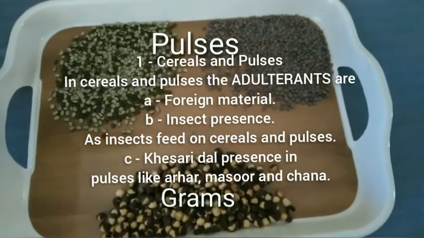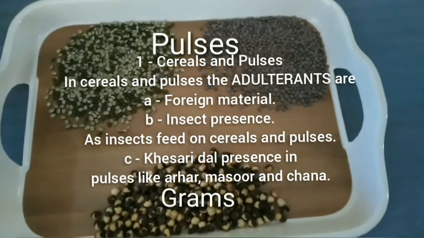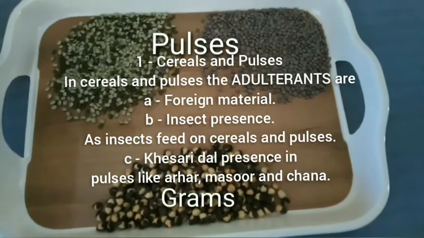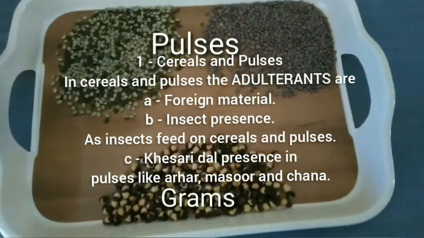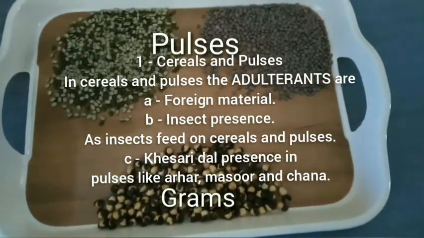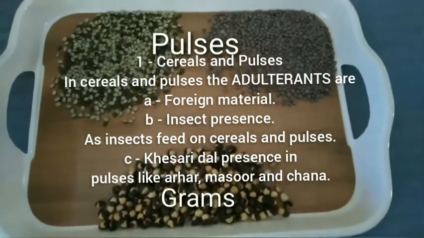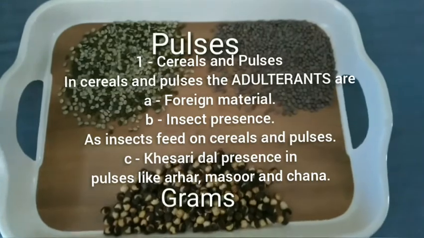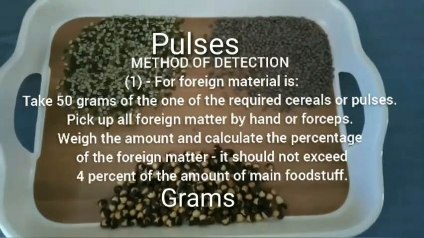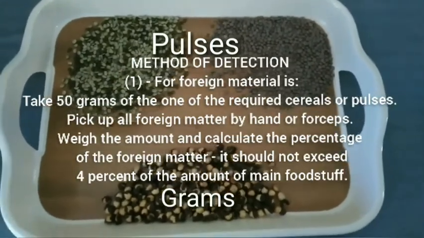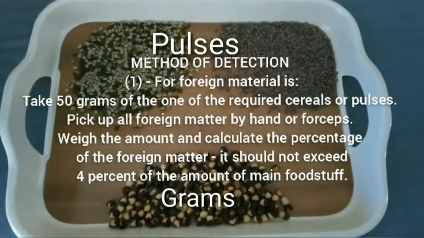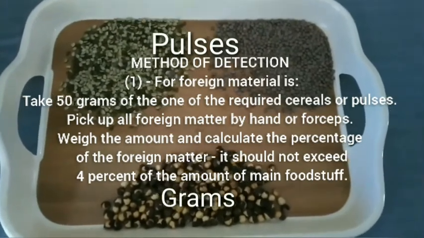First, cereals and pulses. In cereals and pulses the adulterants are: A. Foreign material, B. Insect presence, as insects feed on cereals and pulses, C. Kasari dal presence in pulses like arhar, masoor and chana. Method of detection. 1. For foreign material: take 50 grams of one of the required cereals or pulses.